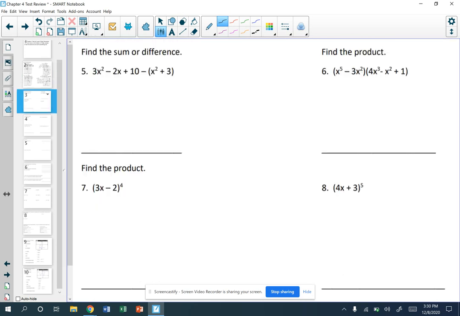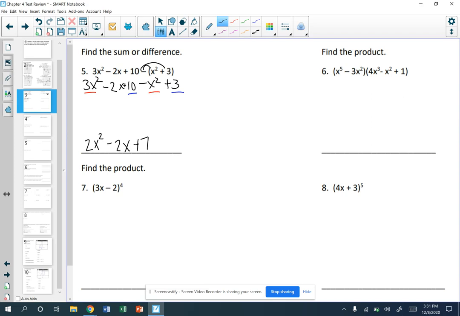All right, number 5, find the sum or difference. So if I'm looking at number 5, my first step is going to be to distribute that negative, and then I'll rewrite this: 3x squared minus 2x plus 10 minus x squared plus 3. Now I'm simply combining like terms. I have my x squareds, my constants. So I get 3x squared minus x squared gives me 2x squared minus 2x plus 7 is my final answer.